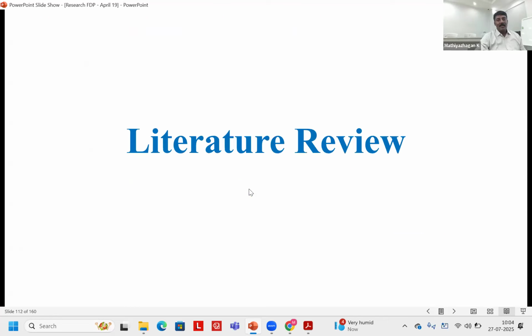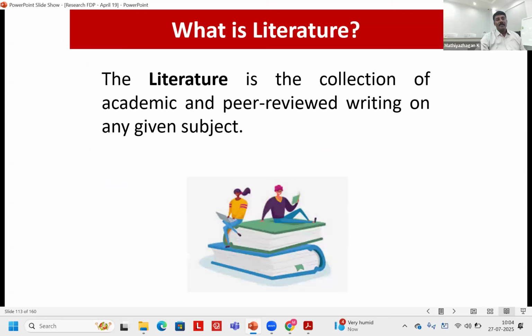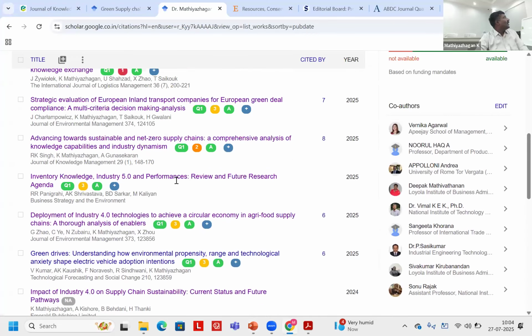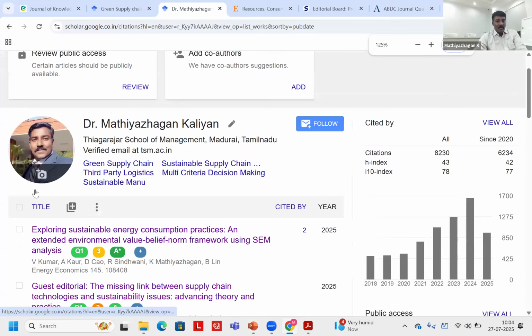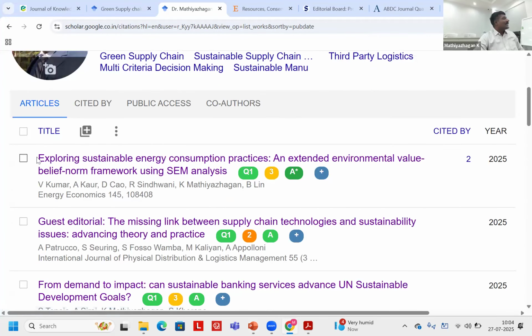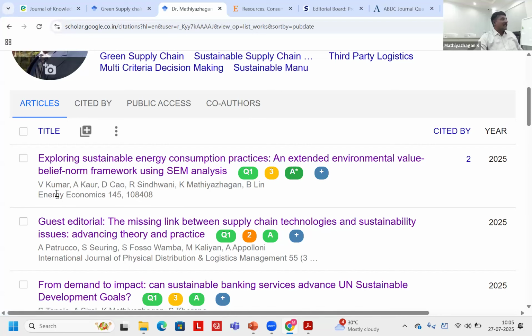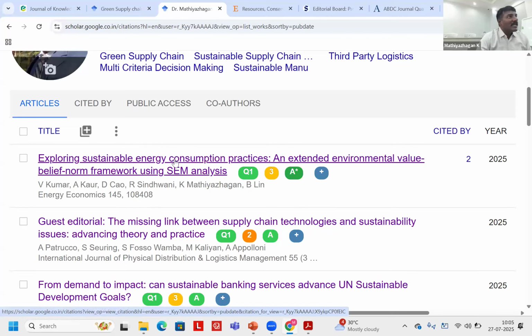Okay, now, actual literature review, this one. If you see my papers, let me show you this one. Can you see? Okay. What is the first paper? This one: Exploring the sustainable energy consumption practices and extended environmental value belief norm framework using structural equation model. Okay. Same model, same analysis. Where is it published? Energy Economics. Based upon energy consumption, the paper fits the journal or not.